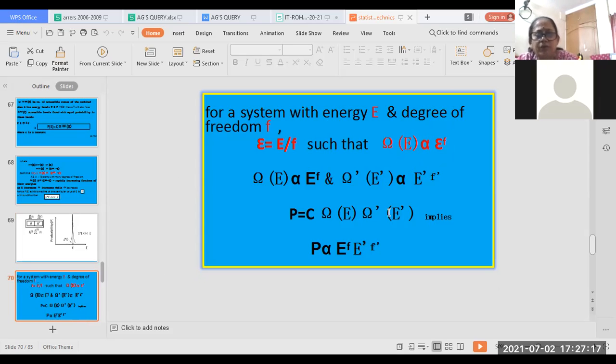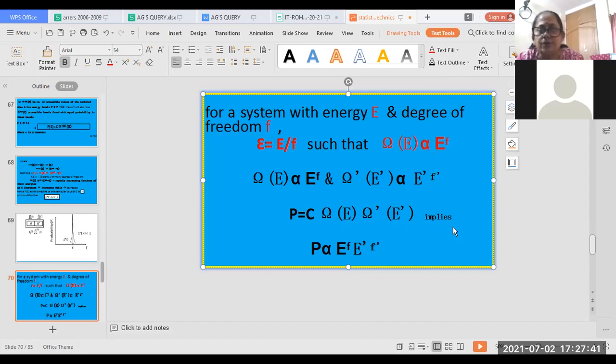Similarly, you can write for the other system. Sorry, this is E, not epsilon; E is capital E. Because it depends upon E, you can also write it as epsilon; that's also possible. E to the power F it is. Similarly, omega dash E dash you can write as proportional to E dash to the power F dash.